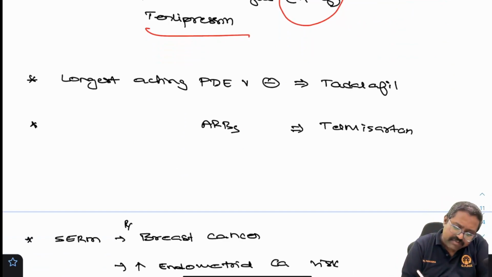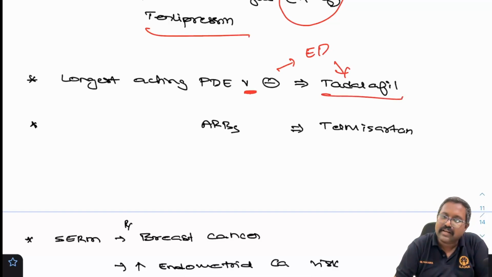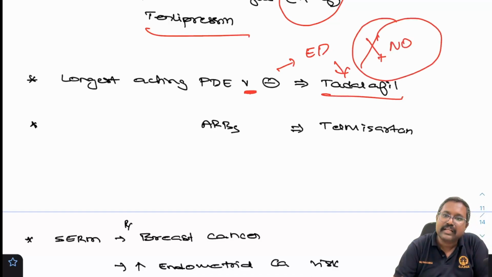Next, coming to which is the longest acting phosphodiesterase inhibitor. So longest acting phosphodiesterase 5 inhibitor which is used for erectile dysfunction is tadalafil. Like sildenafil, we have sildenafil, tadalafil, etc. Tadalafil is the longest acting. So we should never combine with nitrates. Please never combine with nitrates. It decreases the blood pressure.